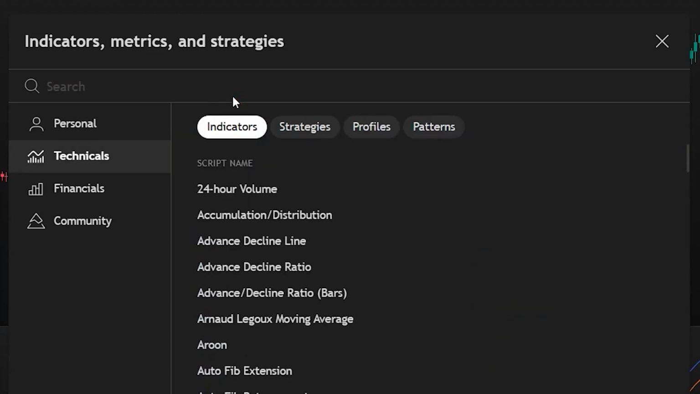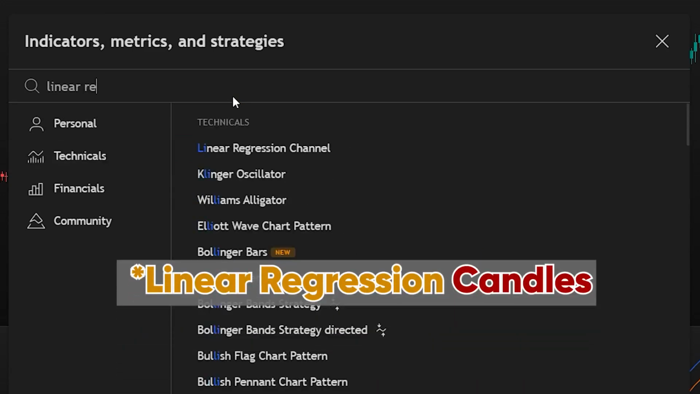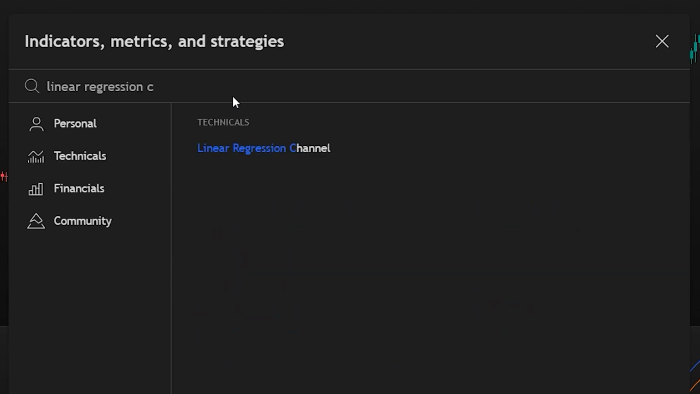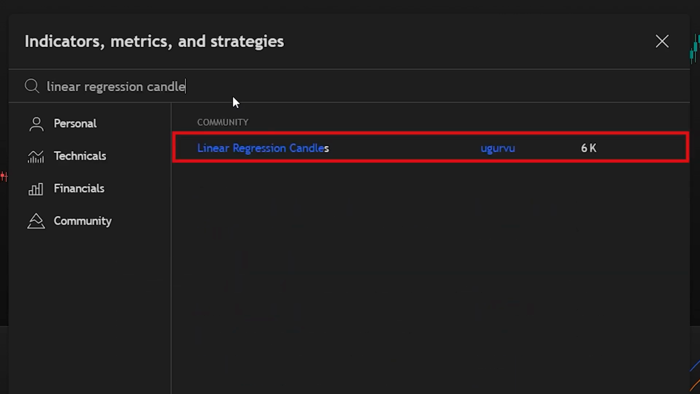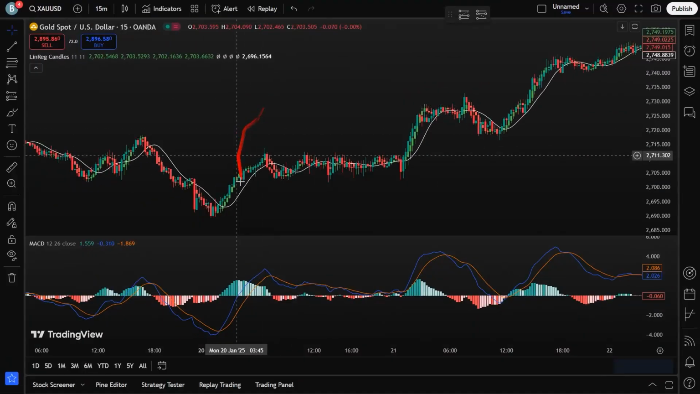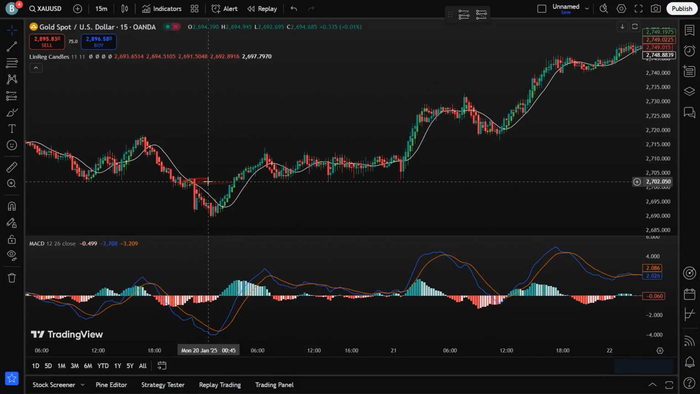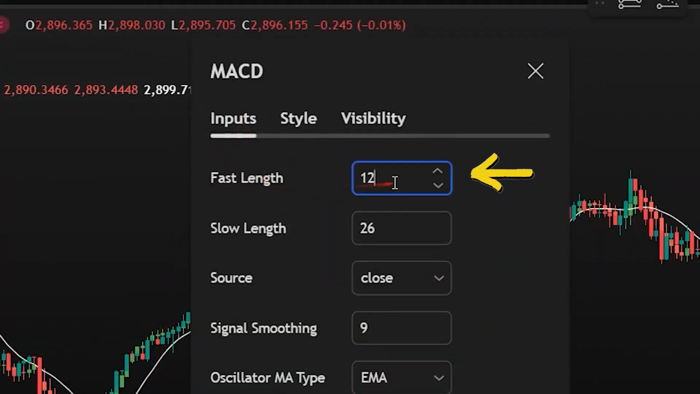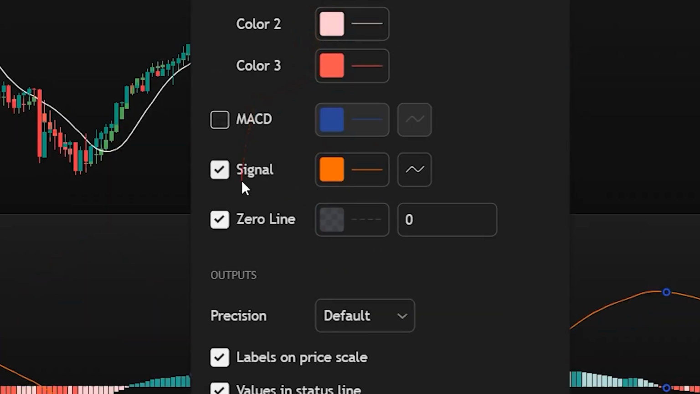Now it's time to add the second indicator, so this time type linear regression channel. Add it to your chart. Now let's move on to the settings for each of these indicators. First, go into the settings of MACD. Change the fast length to 34 and the slow length to 144. Now in the Style tab, uncheck the MACD and Signal boxes.